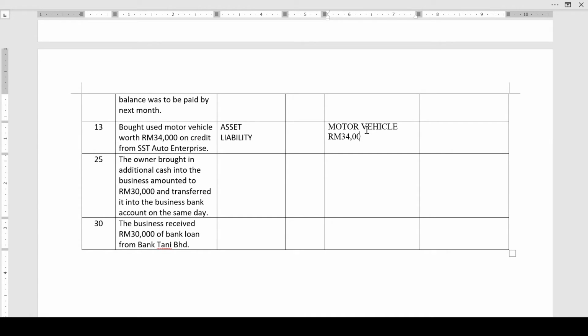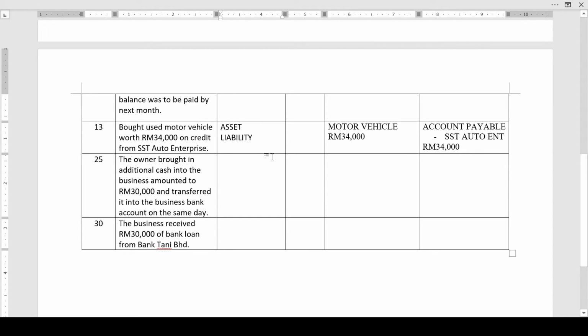Increase in liability is to be credited. We need to credit a liability account. Which liability account? Again, we are going to create an account called accounts payable, and then we have to state the name of the creditor, which is SST Auto Enterprise, and also the amount involved, which is RM 34,000.